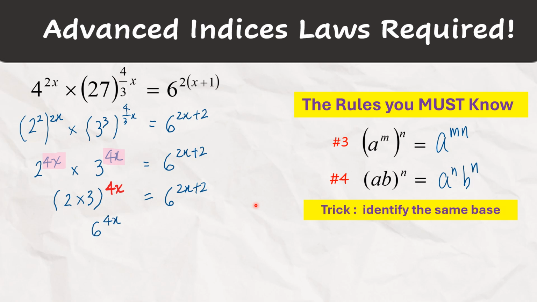Once I'm able to simplify this, you notice that both the left hand and right hand side have the same base. The common base for this question is actually 6. Since the base is the same, I know that the index has to be the same. Hence, by solving the simple linear equation now, I'm able to get x equals 1. So this question is easily done.